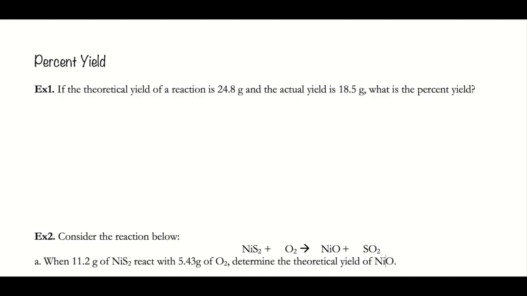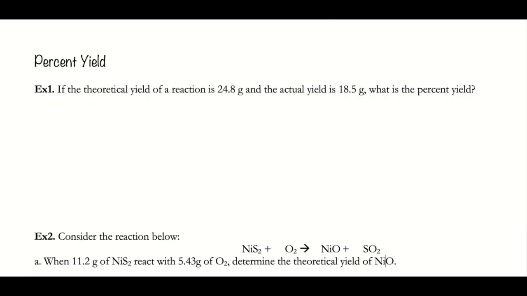In the last lesson, we learned how to determine how much product is formed in a chemical reaction when given different quantities of reactants. And so the last concept we need to learn in this unit is percent yield. Now, percent yield tells us how effective our laboratory technique was.